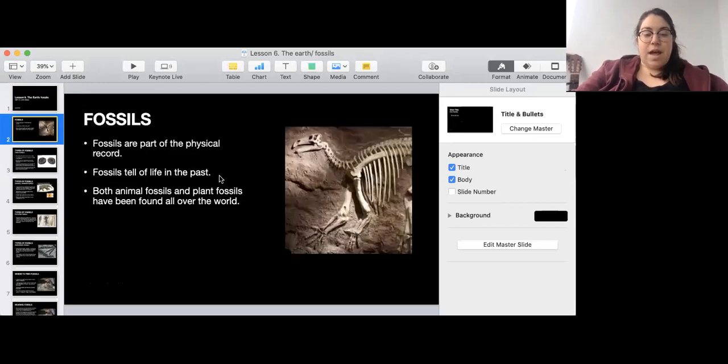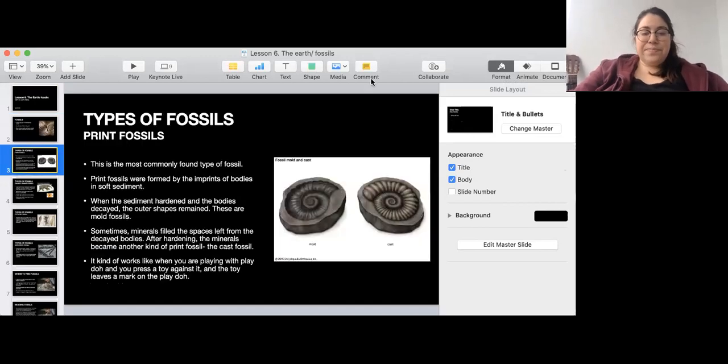So fossils are a part of the physical record, meaning the things that we have to know how was life on Earth before. Fossils tell of life in the past, and both animal fossils and plant fossils have been found all over the world, okay? We have different types of fossils, and we have talked about this before earlier in the year, but if you don't remember, we'll review it, okay?